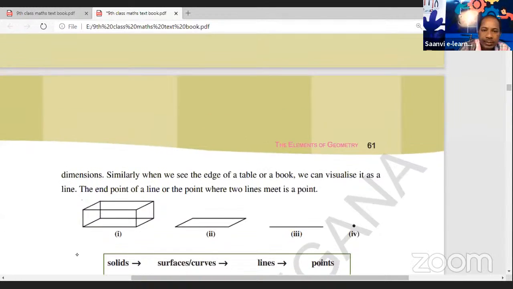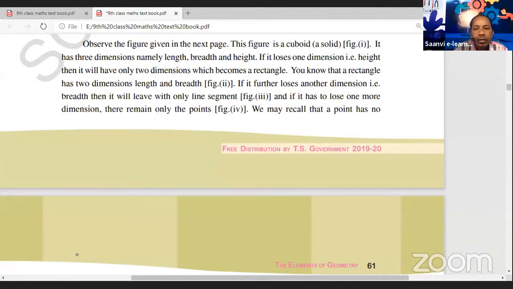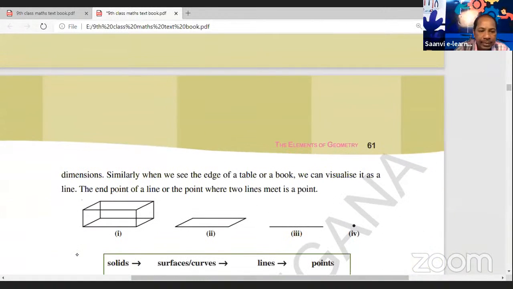Now see. If it loses one more dimension, there remains only one point. We may recall that a point has no dimensions. Similarly, when we see the edge of a table or a book, we can visualize it as a line. The end point of a line, or the point where 2 lines meet, is a point.